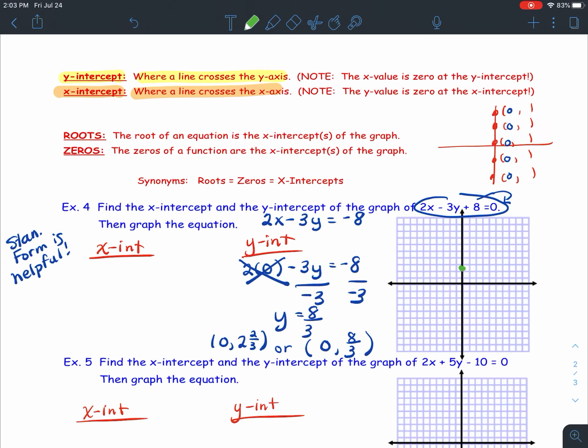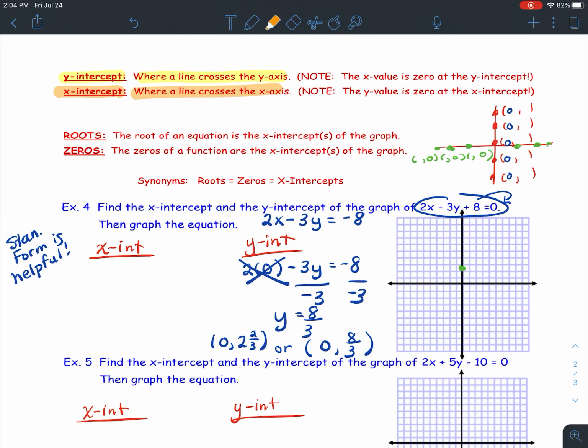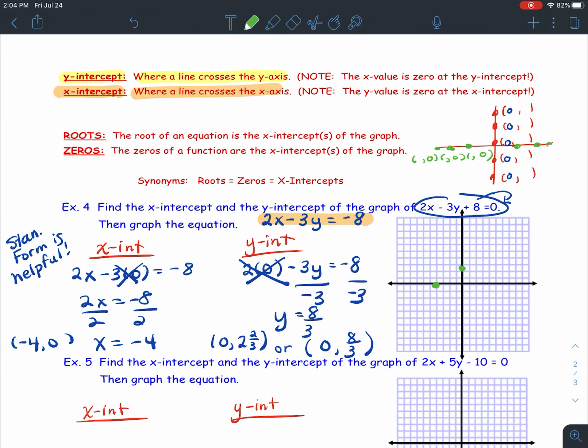Now I can make the exact same argument for x-intercepts. All the points that you would put on the x-axis, guess what? What they all have in common is they all have a 0 as the y-coordinate. So I'm going to take my equation in standard form, only this time I'm going to substitute a 0 in for the y. And then I will solve for x. That gives me -4. That means the x-intercept is at -4, 0.